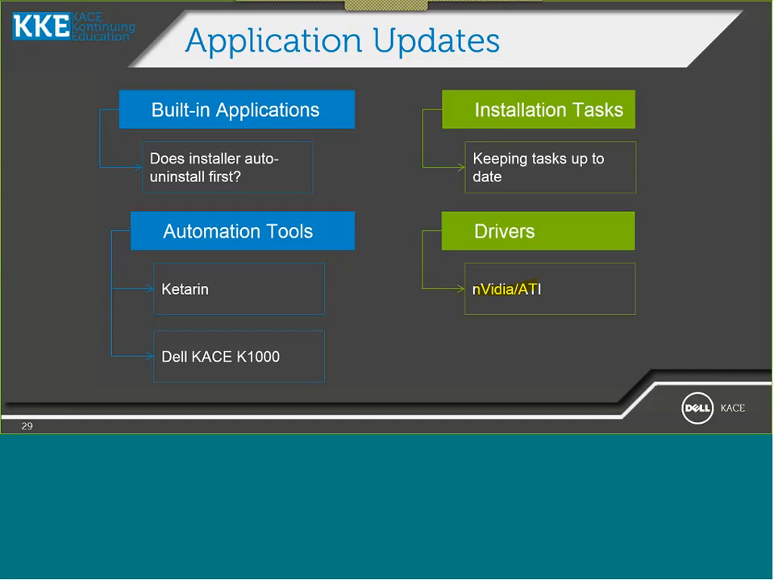So we can use the K1000. Anything that's in the patch catalog can be easily updated through the patch catalog. But there is also a tool called K2000. It's not automatically updating our applications, but it can help updating applications. It can make life easier. So it doesn't depend on the K1000 or the K2000. It's basically a general tool.